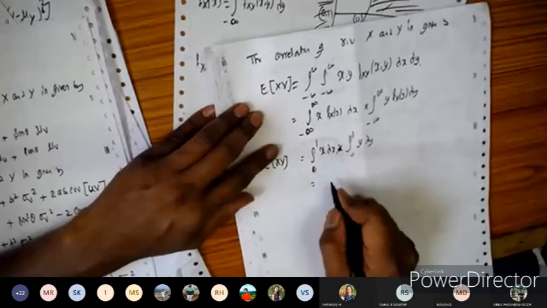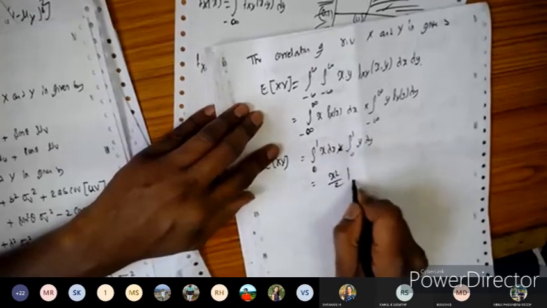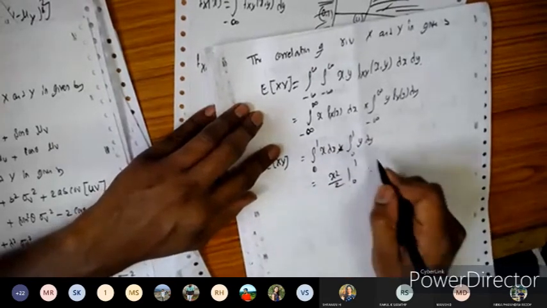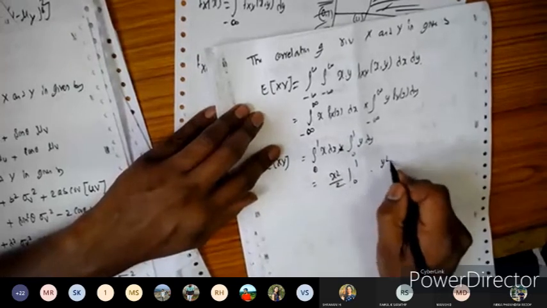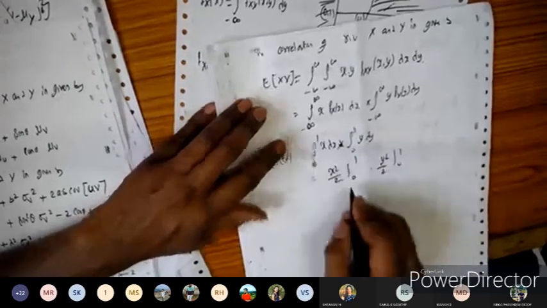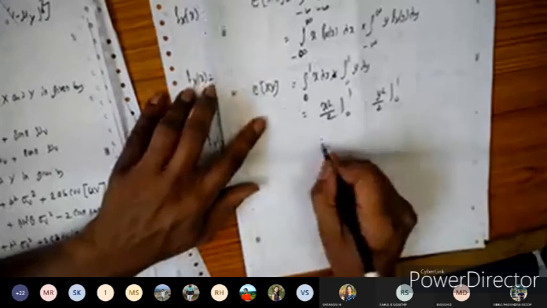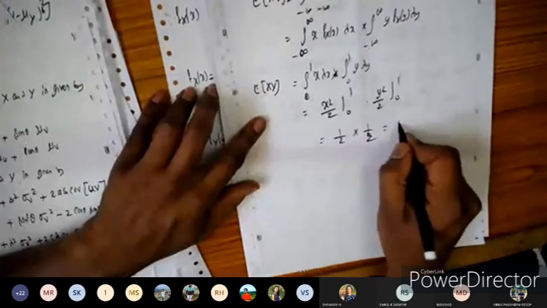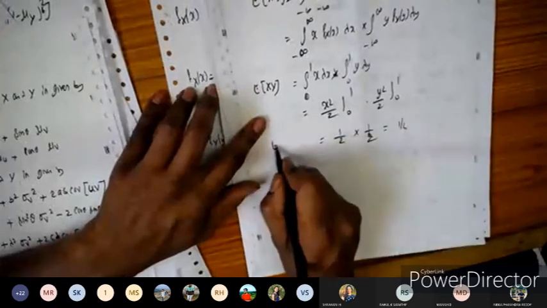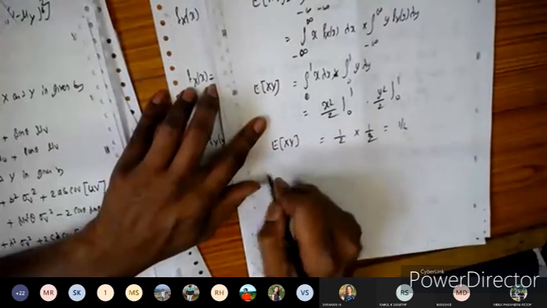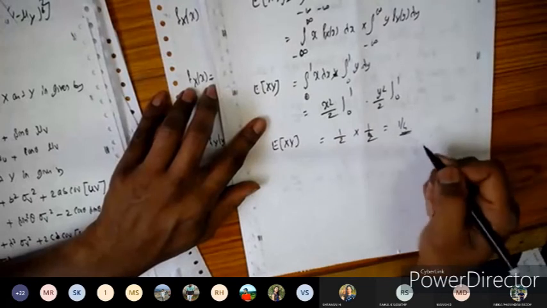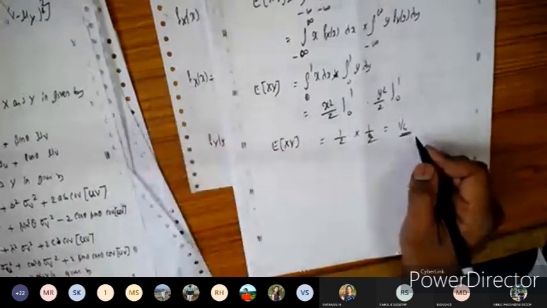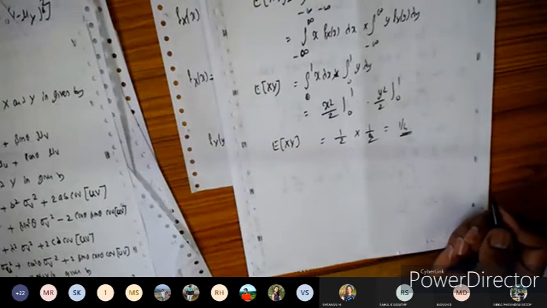The integration of x is x squared by 2, the limit is from 0 to 1, and the integration of y is y squared by 2, the limit is from 0 to 1. If you apply this, it becomes 1 by 2 into 1 by 2, so this will become 1 by 4. So the expectation, the correlation of the random variables x and y, is equal to 1 by 4 here. Done, right?